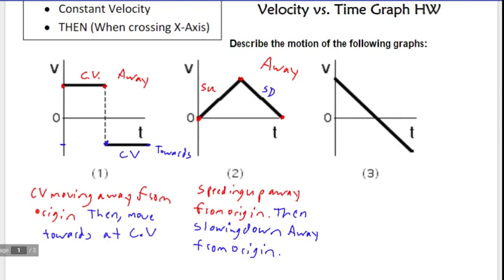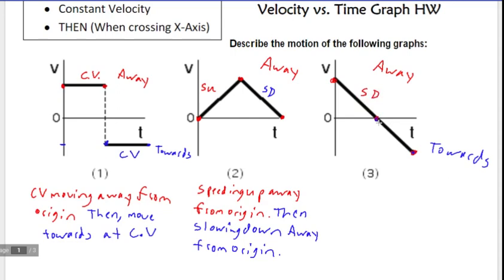All right, let's take a look at number 3 now. Number 3, we start up here, go down to 0, cross the x-axis, and end somewhere over here. Since this first part is positive, it means that we're moving away. Since the second part is negative, it means that we're moving towards. Since my line is sloped, it means that I'm either speeding up or slowing down. I can see that I'm starting at some velocity value here and approaching 0, meaning that the absolute value of my velocity is getting smaller, which tells me that I'm slowing down.